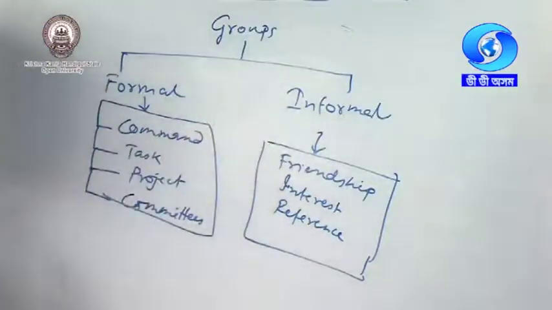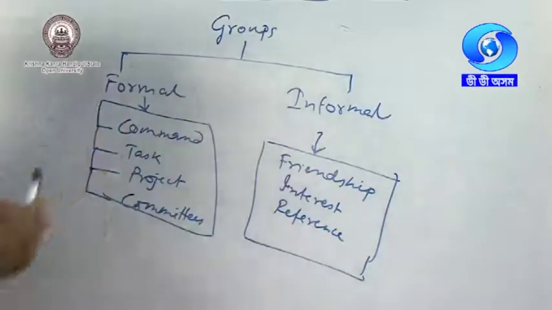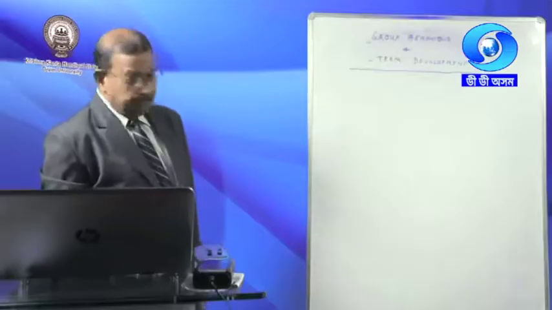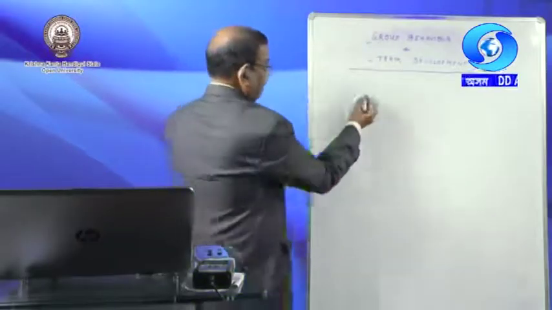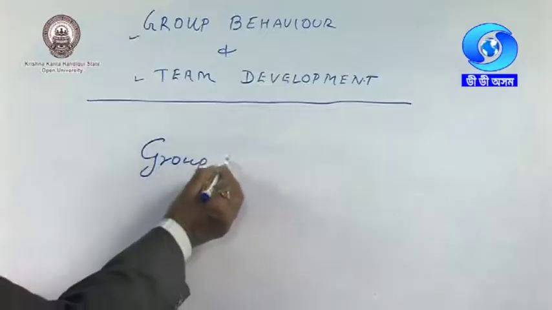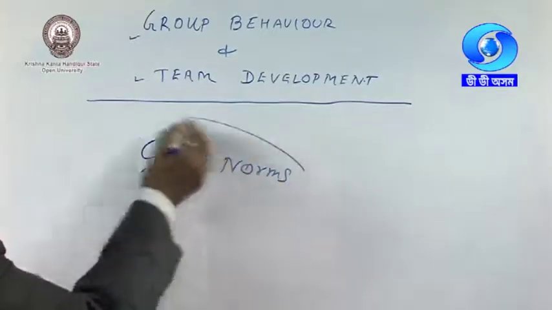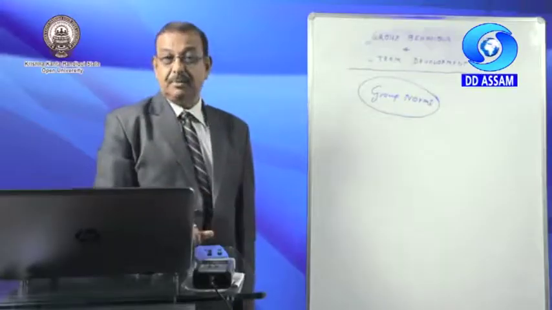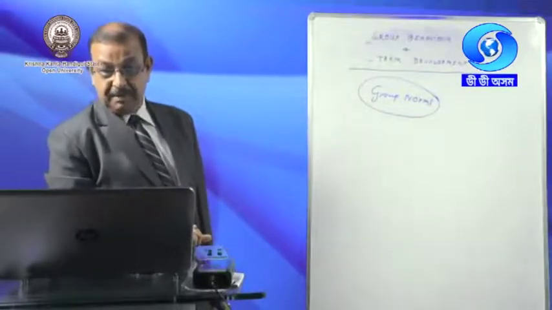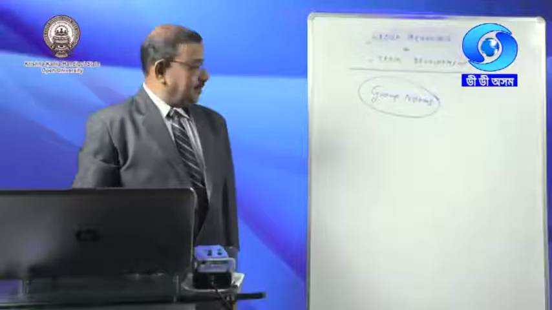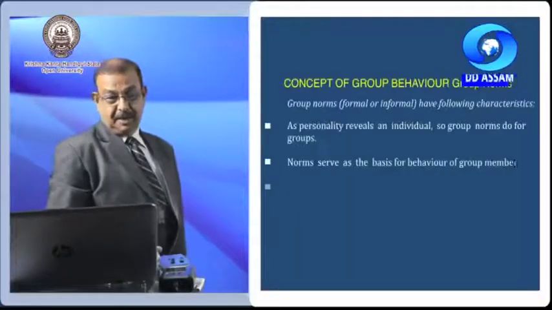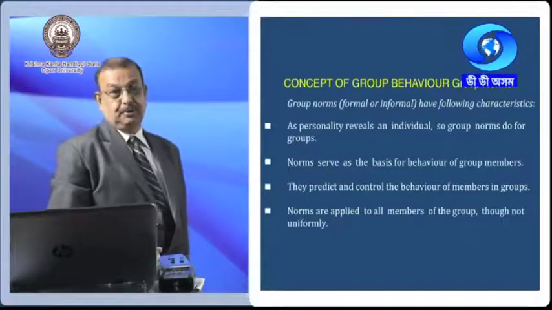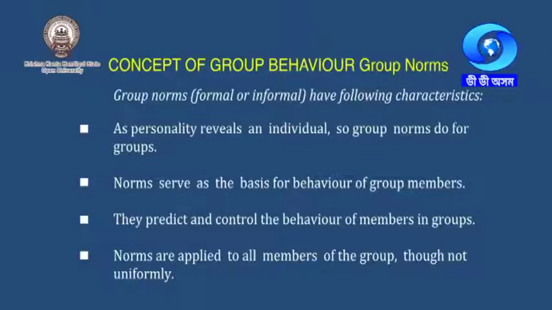In this regard, we may discuss certain group norms, whether it is formal or informal. These group norms have certain characteristics. Group norms need to be discussed in the context of group behavior. How do we behave in the context of a group? That's the group norms, group behavior, group dynamics. Here are certain points. As personality reveals an individual, so group norms do for groups. Individually, you and me, we are different. Mr. X is different from Mr. Y. As far as this first characteristic goes, it states that group norms also differ from group to group.